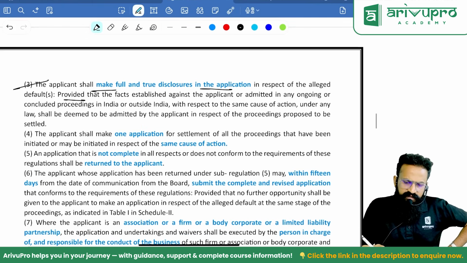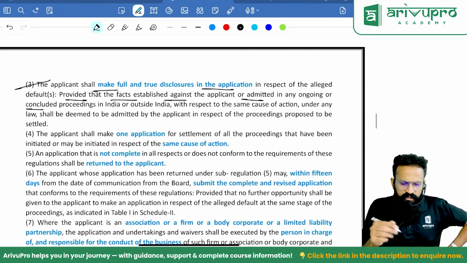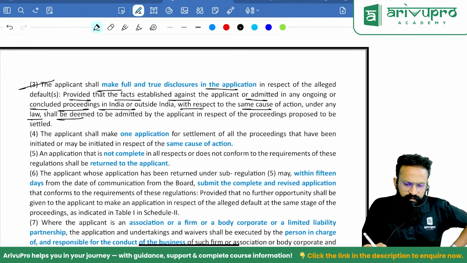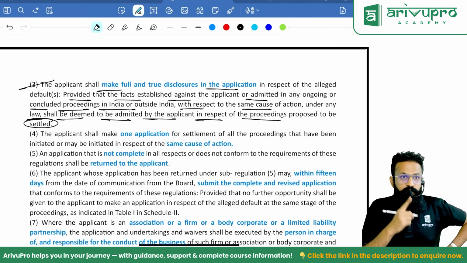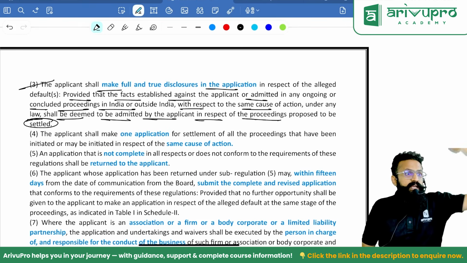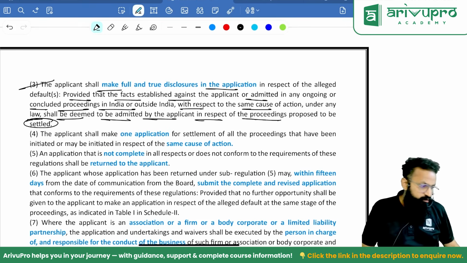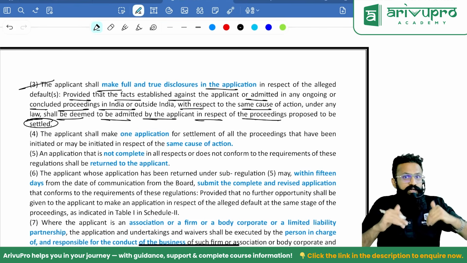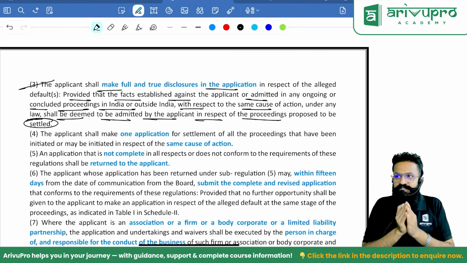Provided that the facts established against the applicant or admitted in any ongoing or concluded proceedings in India or outside India with respect to the same cause of action under any law shall be deemed to be admitted by the applicant in respect of the proceedings proposed to be settled. What do you mean by that? I should also clearly admit, when I am filing this, that there is a simultaneous case going on in a UK court related to the same subject matter. I have to admit that as well when I am filing an application with the board.